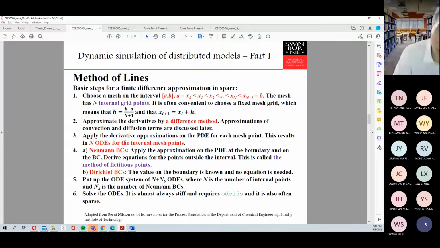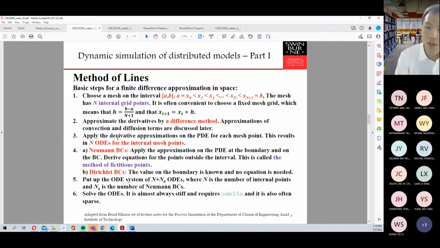So how do we do these things basically? In the method of lines, we carry out the following steps. First, you choose a mesh on the interval A to B. You split A to B into different points, with n internal grid points. So your step size will be h equals the right limit minus the left limit divided by n plus 1. And if you use the same increment, then you can use this formula, x i plus 1 is equal to x i plus h. Then you approximate the derivative by a difference method.